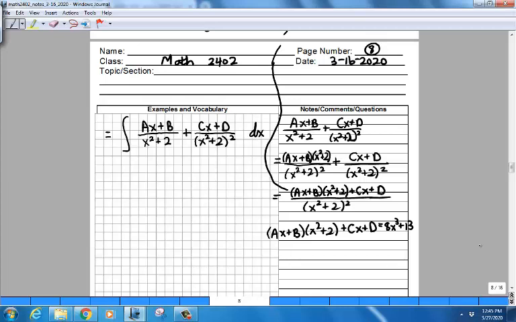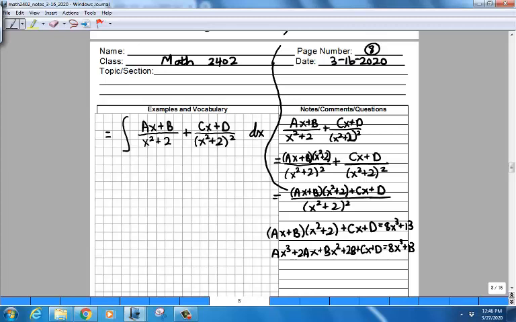So let me show you what I'm going to do. Let's take the ax plus b and multiply it times the x squared plus 2. Ax times x squared is ax cubed, and ax times 2 is 2ax. Then b times x squared is bx squared, and b times 2 is 2b. And then plus cx plus d, and that's still equal to 8x cubed plus 13.